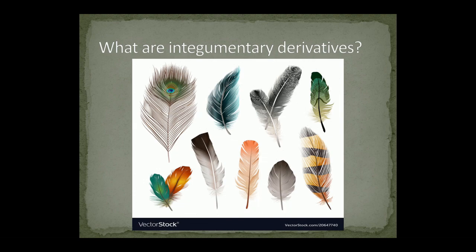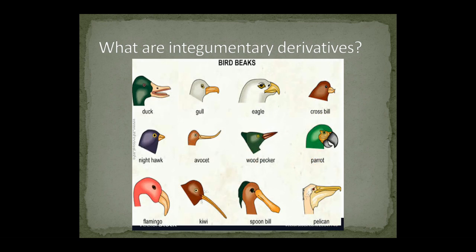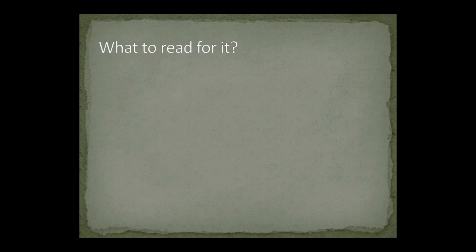Or we have feathers in case of birds. There are different types of feathers. Some feathers are used for covering the body. Some feathers are used for flight mechanism. Some of the flightless birds also show presence of feathers. Feathers are basically the characteristic of birds. And then we have beaks. Yes, beaks are also integumentary derivatives. There are different types of beaks in different types of birds. Teeth are also integumentary derivatives.